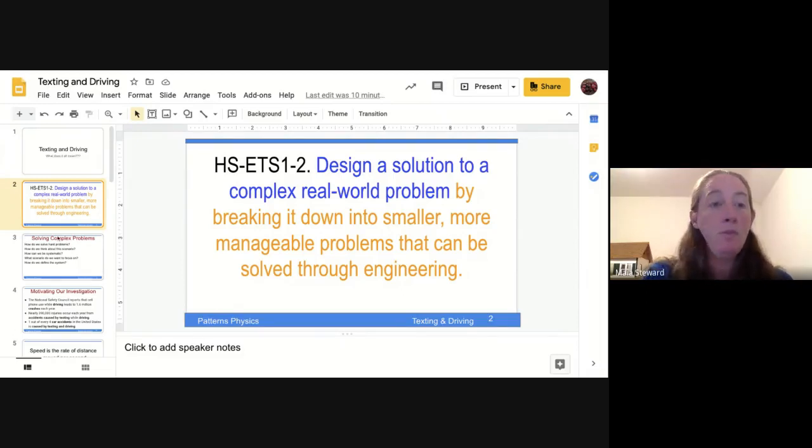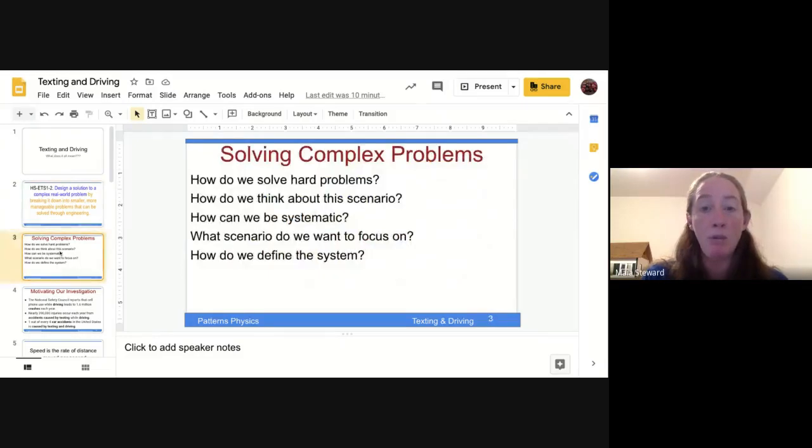So, when we're thinking about a complex problem, we want to consider, how do we solve difficult problems? How do we think about the scenario? How can we be systematic about thinking through a solution? And how do we define this system? How do we figure out, like, do I have to know everything in the world to solve this problem? Or what do I really need to know and just that?